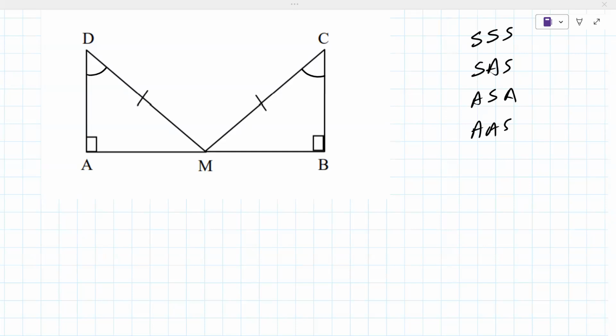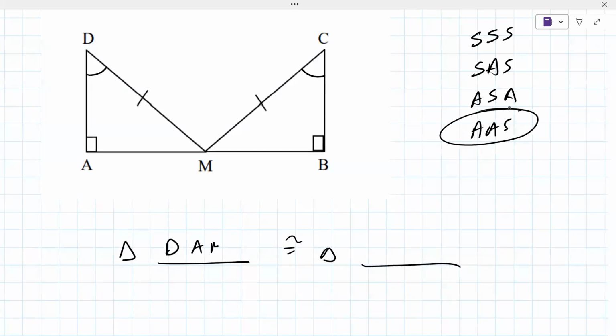Okay, I got it. All right, which congruency is it? I said angle-angle-side. It is. All right, what are the two triangles? I put DAM is congruent to CBM. That does work. All right, very good.